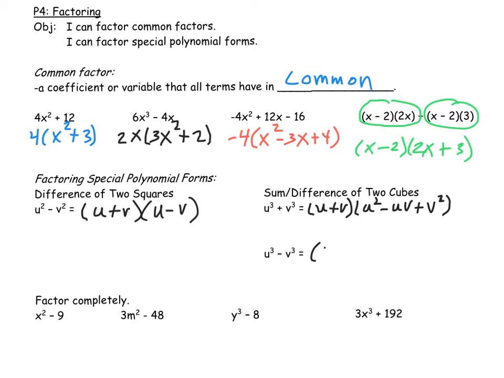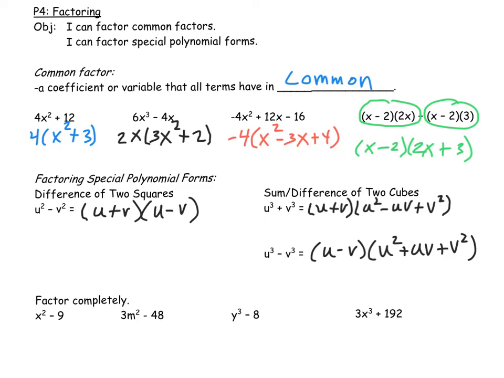And for the difference, you would have u minus v times u squared plus uv plus v squared. Okay?